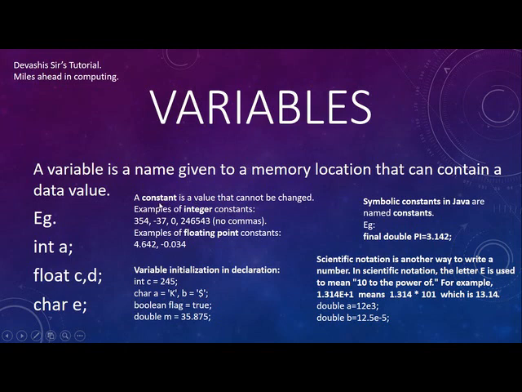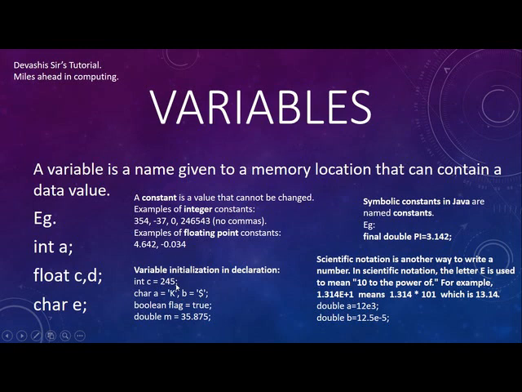And next, what do we find? A constant is a value. Now here you see something very interesting goes on. A constant is a value that cannot be changed. Examples of integer constants, you can see over there a few examples. No commas are there, don't mix up. These are all different examples. Examples of floating point constants, you can see 4.642, that means with point. So variable initialization in declaration, you see int c equal to 245, that is called initialization of variables.